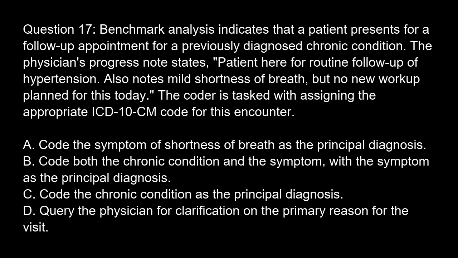Option A. Code the symptom of shortness of breath as the principal diagnosis. Option B. Code both the chronic condition and the symptom, with the symptom as the principal diagnosis. Option C. Code the chronic condition as the principal diagnosis. Option D. Query the physician for clarification on the primary reason for the visit.